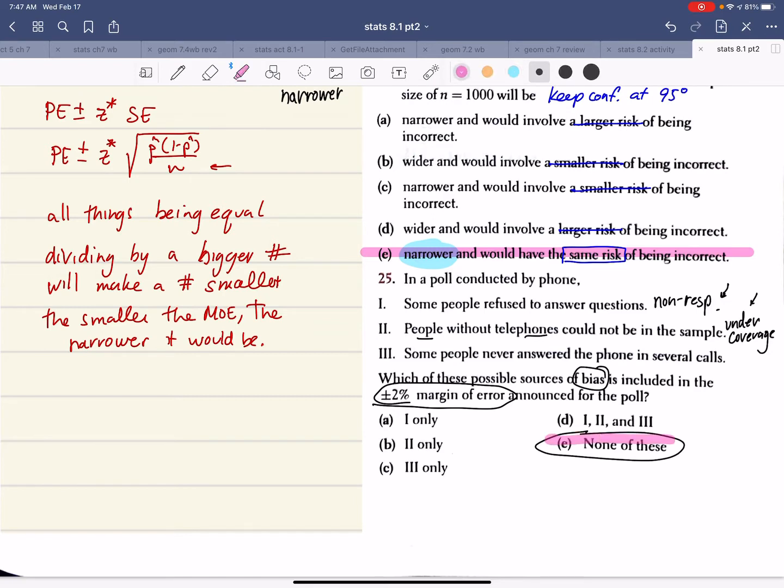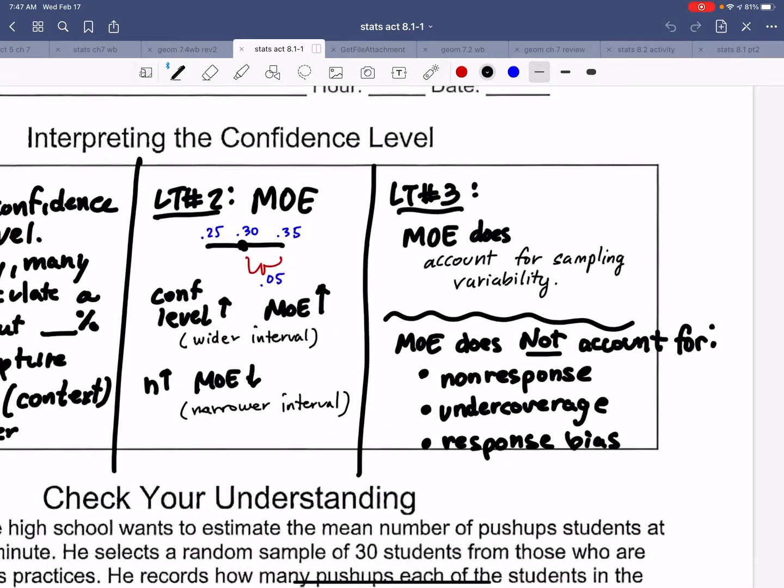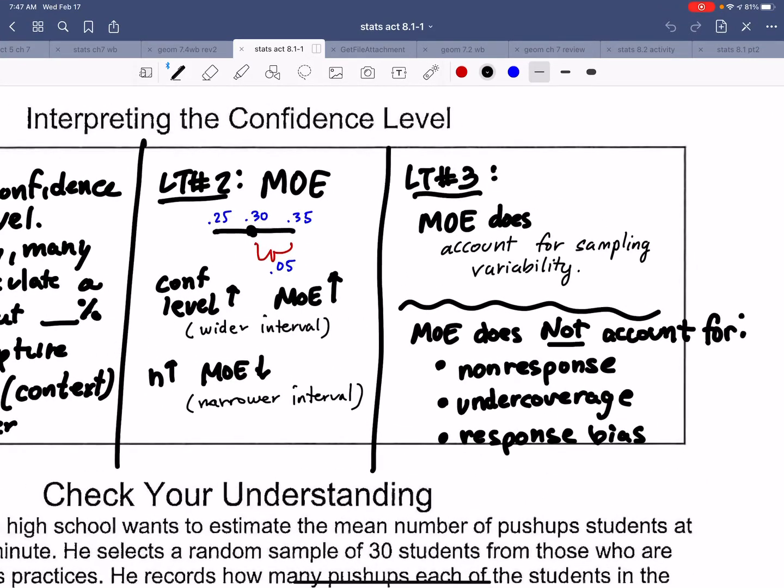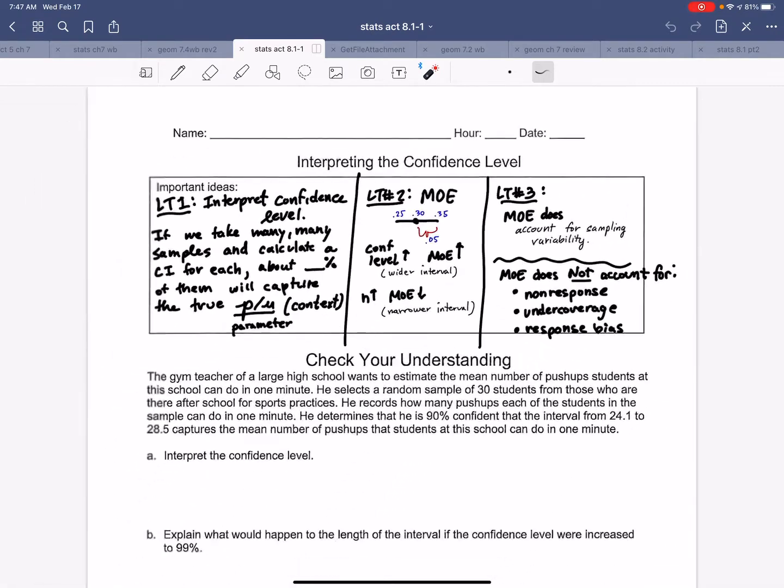And again, the reason for that is what's inside the margin of error is variability alone. It's not for mistakes or anything like that. And we said that in our notes, right? So here were our notes from last class. It says the margin of error does account for sampling variability. It does not account for non-response, under coverage, and response bias. Okay?